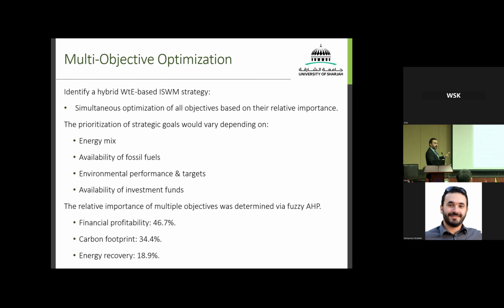So for the UAE, because of the conditions of the UAE, the highest importance was for the financial profitability. Why? Because they are rich in oil and other sources of energy. And also because as a non-annexed country, they don't have any targets. Well, they have expectations, of course, and they have initiatives, but they are not obliged really to meet those levels. So the experts told us that for the UAE, very specific case, these are the set of the relative importance of the different strategies.